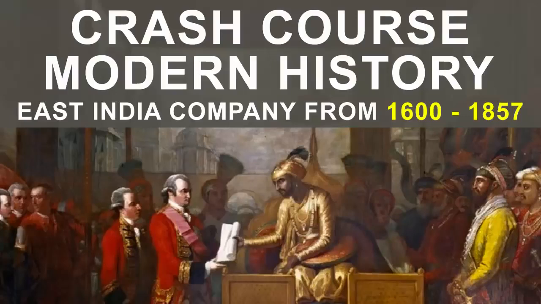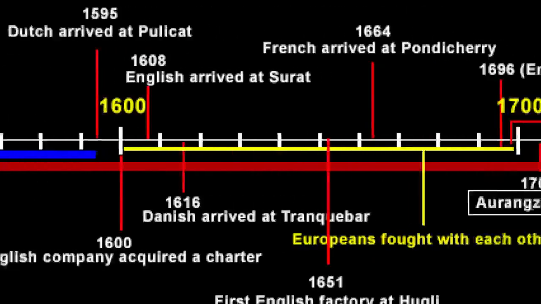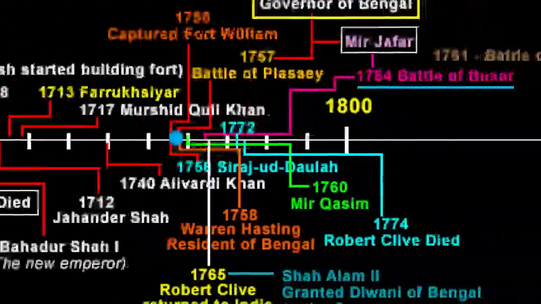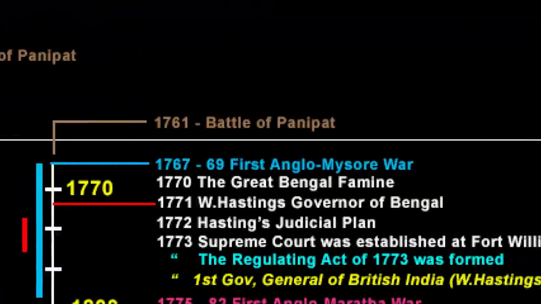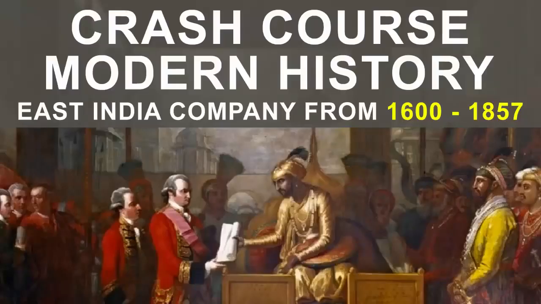This video is part of Modern History. It is basically a crash course wherein you will quickly learn everything about East India Company from 1600 to 1857. All the events will be covered in a chronological manner. We will also make a beautiful timeline. I'll show you how the events are interconnected, and in the end it's going to be a nice, fun, informative session. With no further ado, let's begin.